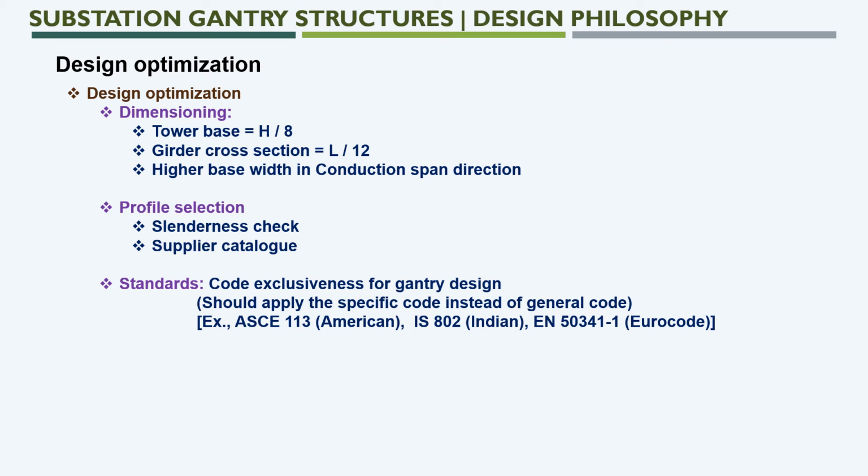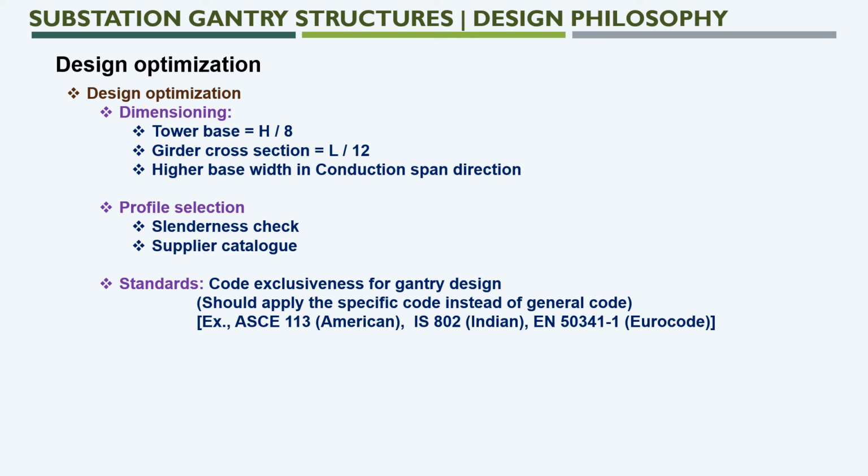Based upon the slenderness capability only, we can find out the exact profile or angle size. Then we need to check the supplier catalog, whether the profile is available with the supplier for the certain span of a member. So if it is not available, we have to revise it from the design stage itself, or else once after going for fabrication, it is difficult for us to revise the changes.